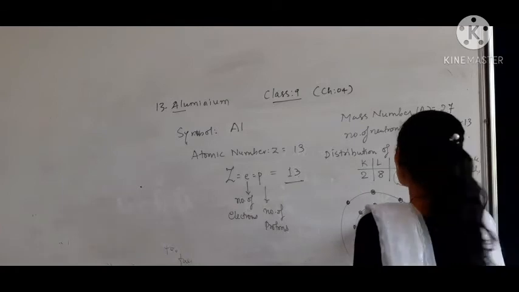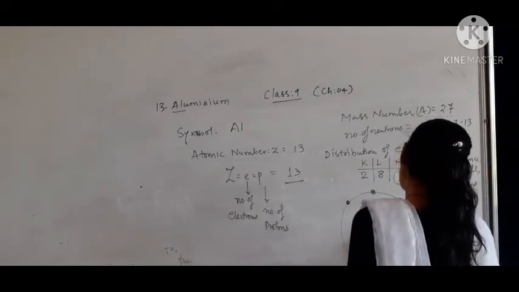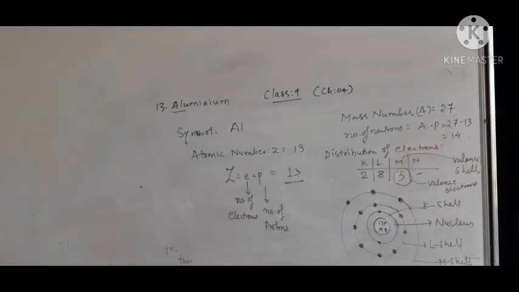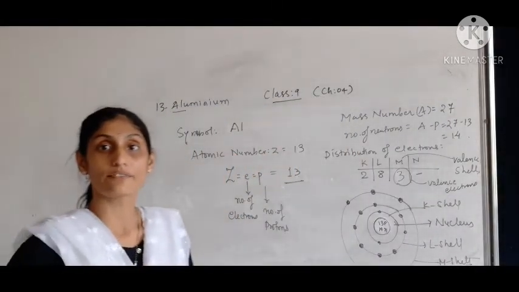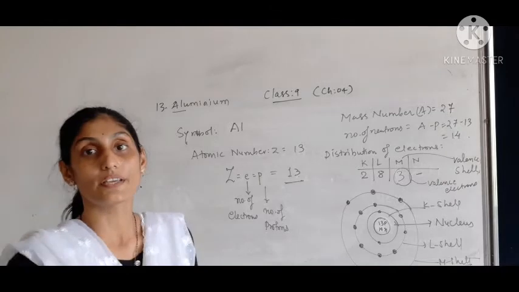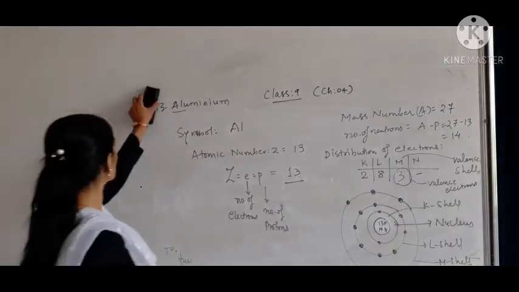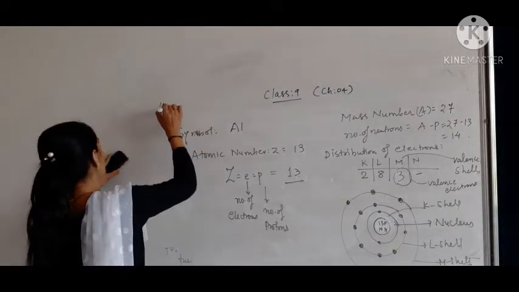So it contains 13 protons and 14 neutrons. After aluminium, you have completed this. Then we have silicon, that is number 14.